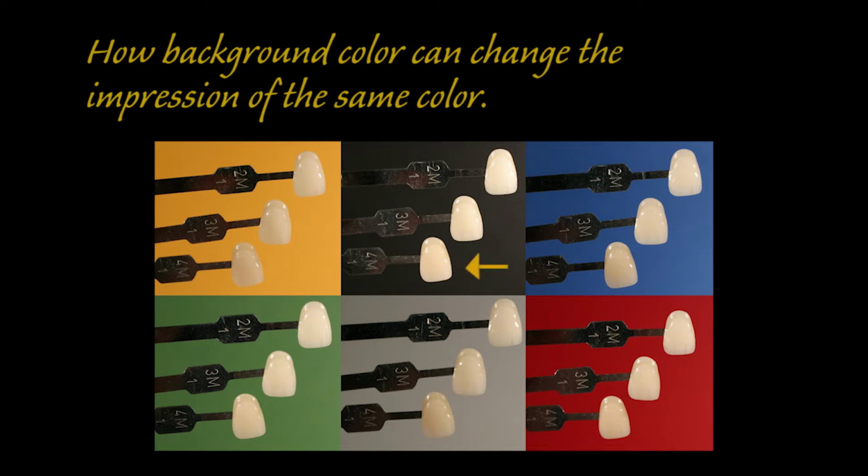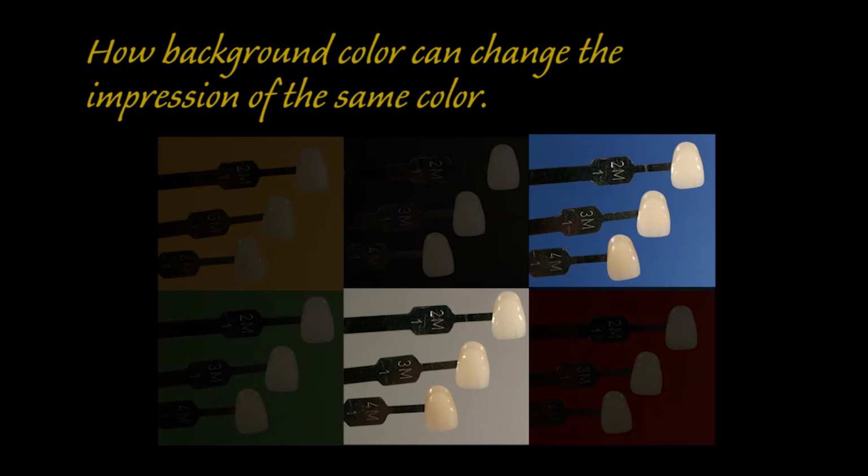Look at the black, look at the yellow, the green, and the red, and reference that 4M1 shade guide. You notice how there's not as much color saturation in it? Now I didn't trick you. That's actually the same shade guide. But my point is that the light gray or the blue background is a neutral colored background. So therefore you see more true colors.